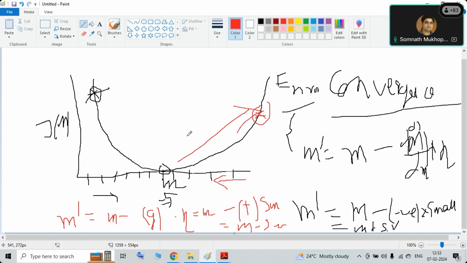That way we can find out the corresponding m value for which we'll get the J(m) minimum. When J(m) is minimum, the regression problem will be solved this way. So this is one algorithm which is completely derivative based, which we can use for solving a regression problem.